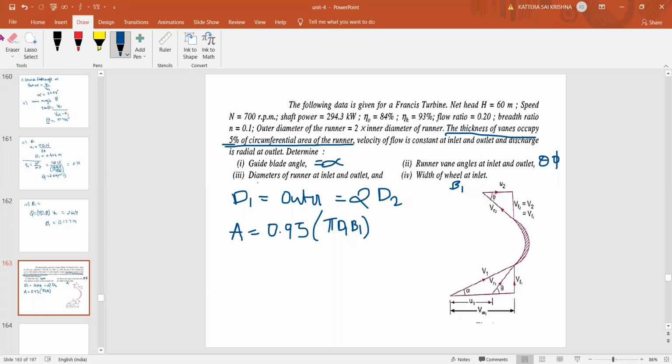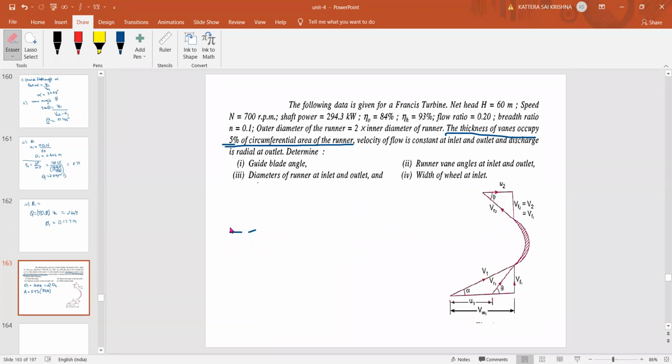Okay, so please copy the question, then we'll start with the solution. Copy the question and just inform me.